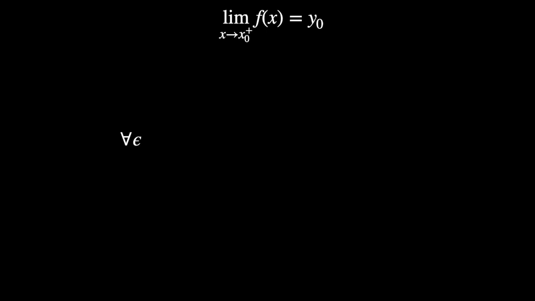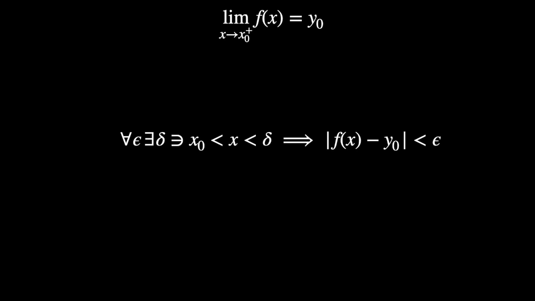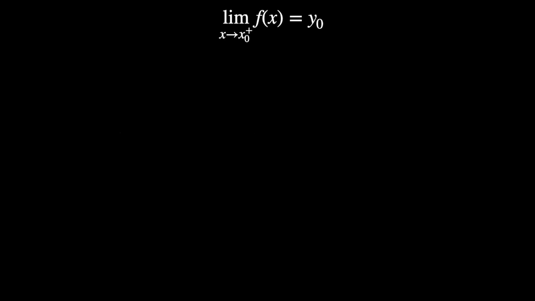You choose how close you want to be to the y value. I can find a delta so that when x is between x sub 0 and x sub 0 plus delta, f of x will be within epsilon of y sub 0. So that's the limit of f of x as x goes to x sub 0 from above. What about x going to x sub 0 from below?